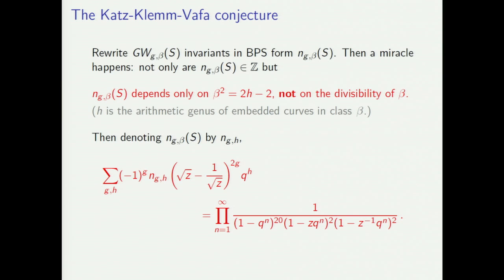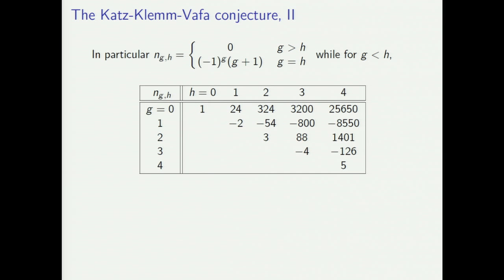All right, so if you work out what this says, it says lots of things, but for instance, if the genus is bigger than h, it says that the BPS number is 0, so again, that's incredible. That says when your image curve has arithmetic genus h, BPS numbers do not count any maps from curves of higher genus to that curve.